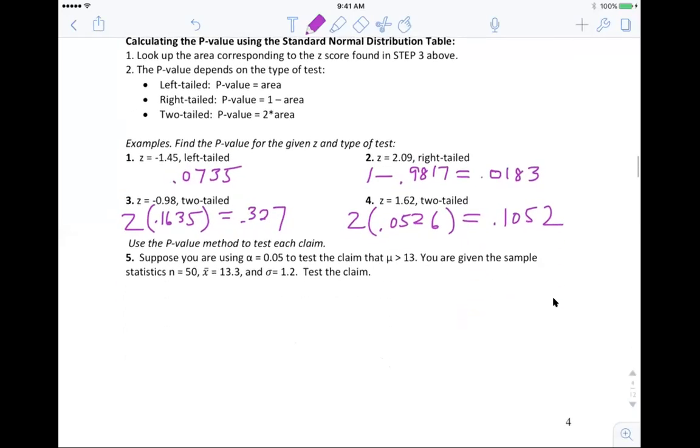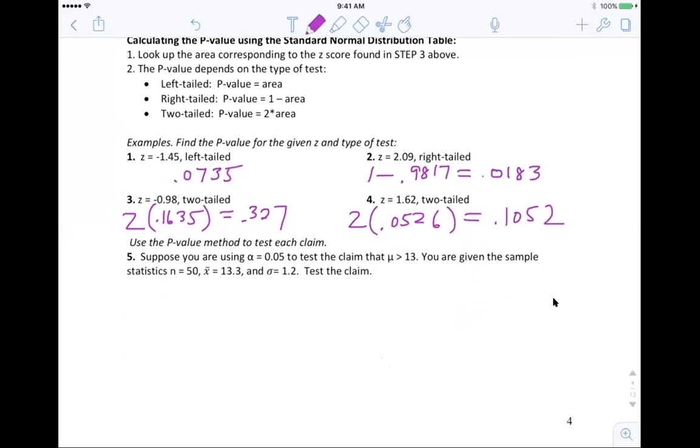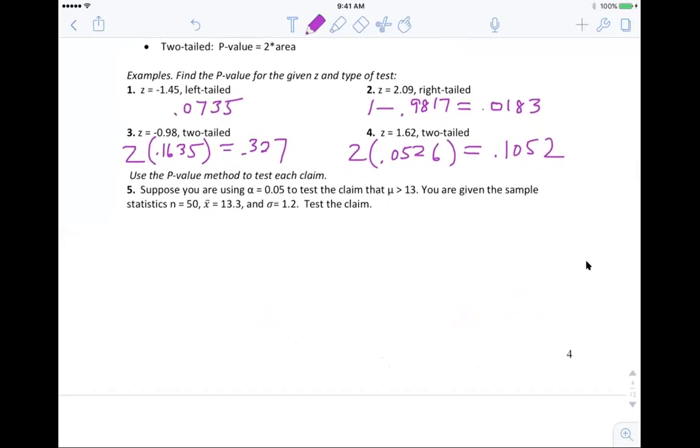Let's now run a full test. Let's see if we can put it all together. Suppose you are using a 5% level of significance to test the claim that mu is greater than 13. And then you've got your sample statistics.